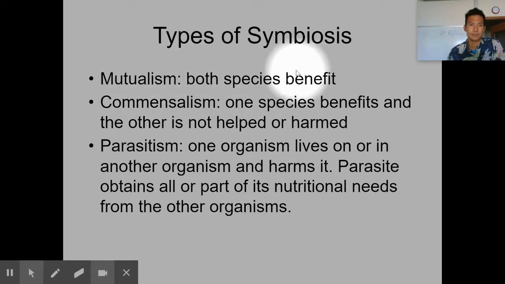Next is commensalism. One species benefits and the other is not harmed or helped. Helped or harmed. Ooh, kind of dyslexic here.